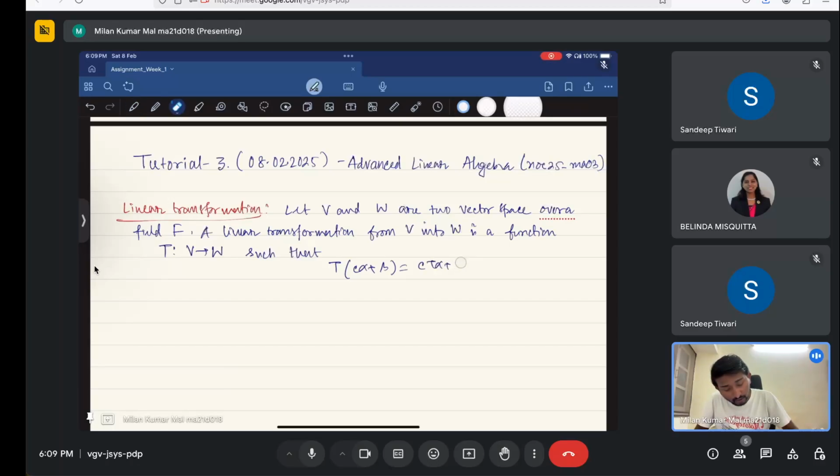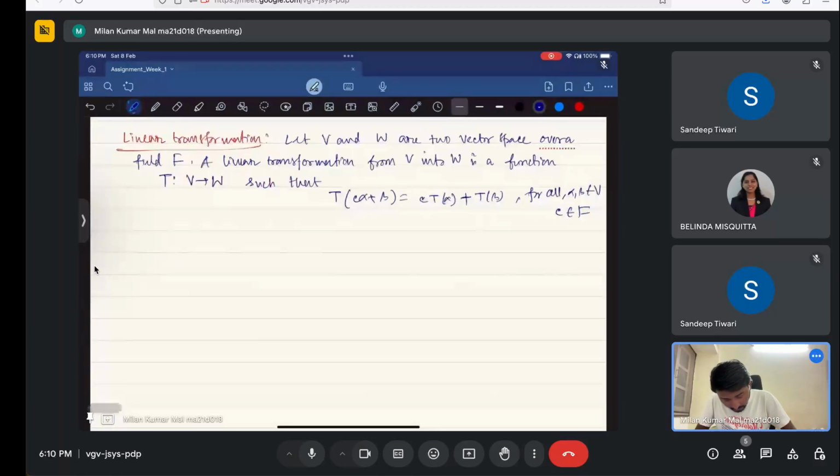T alpha means T is a function I am talking about, so T alpha plus T beta means T of alpha plus T of beta. This should be satisfied for all alpha, beta in the vector space V and all scalars c from the field F. Okay. For an example, one can give any example, so let's consider an example.